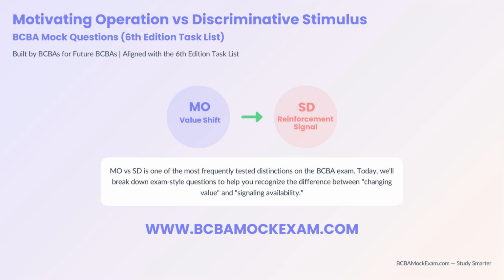Motivating operations and discriminative stimuli are some of the most frequently tested concepts on the BCBA exam, and they often appear in tricky scenarios that look similar on the surface. Many test takers miss these questions not because the content is difficult, but because the exam expects you to separate changes in motivation from signals about reinforcement availability.